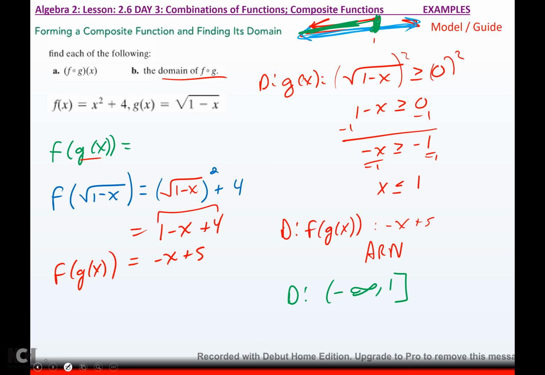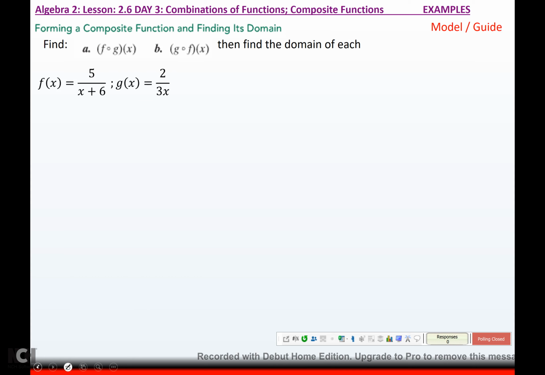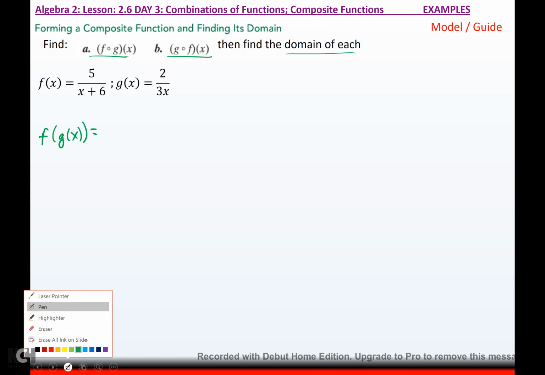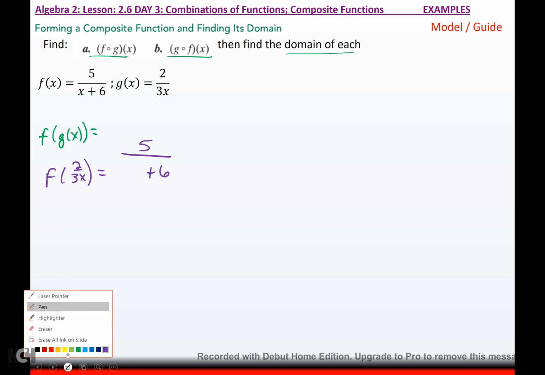Is it okay? Alright, so let's try this one. They want me to find f of g of x and g of f of x, then find the domain. Well, if I do f of g of x, that's telling me to take f of the g function, which is 2 over 3x, and they want me to plug that in for my x on f. So instead of x, I'm going to put 2 over 3x.